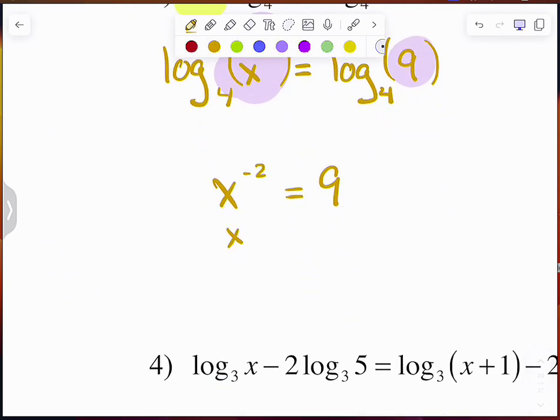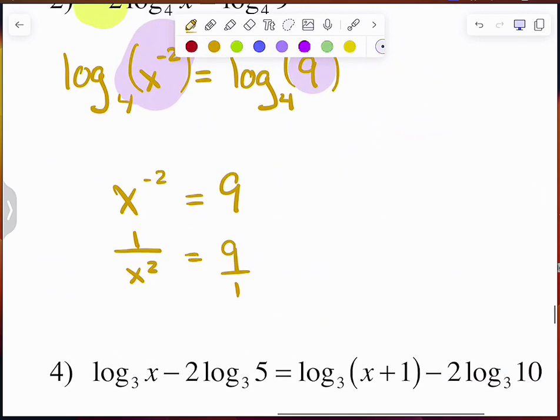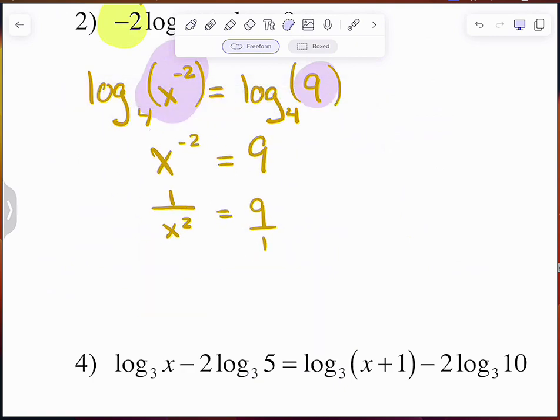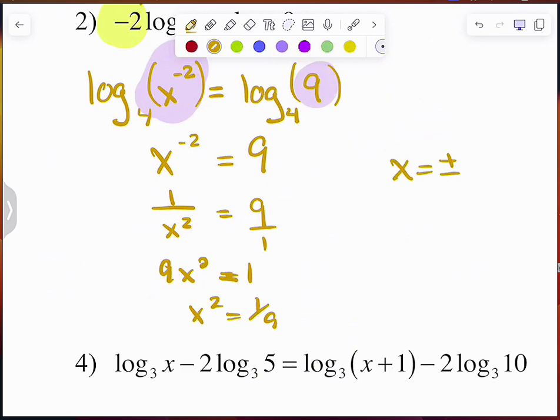I'm going to rewrite this as 1 over x squared. And then I'm going to cross multiply so that I get x by itself. So I get 9x squared equals 1, and x squared equals 1/9. So x equals positive or negative square root of 1/9, which is 1/3.